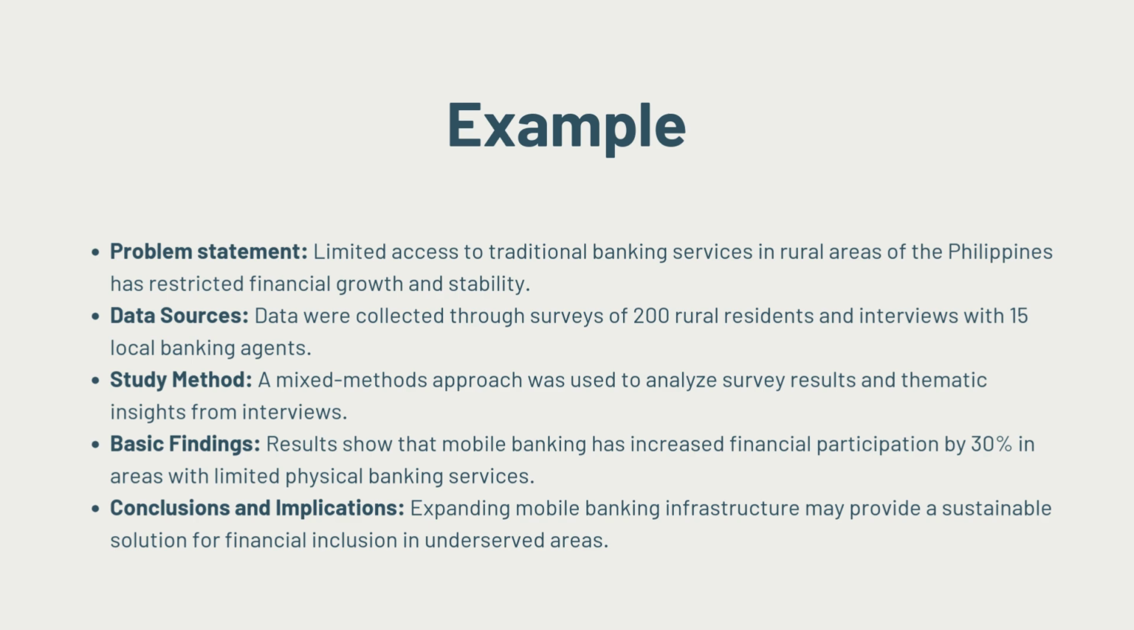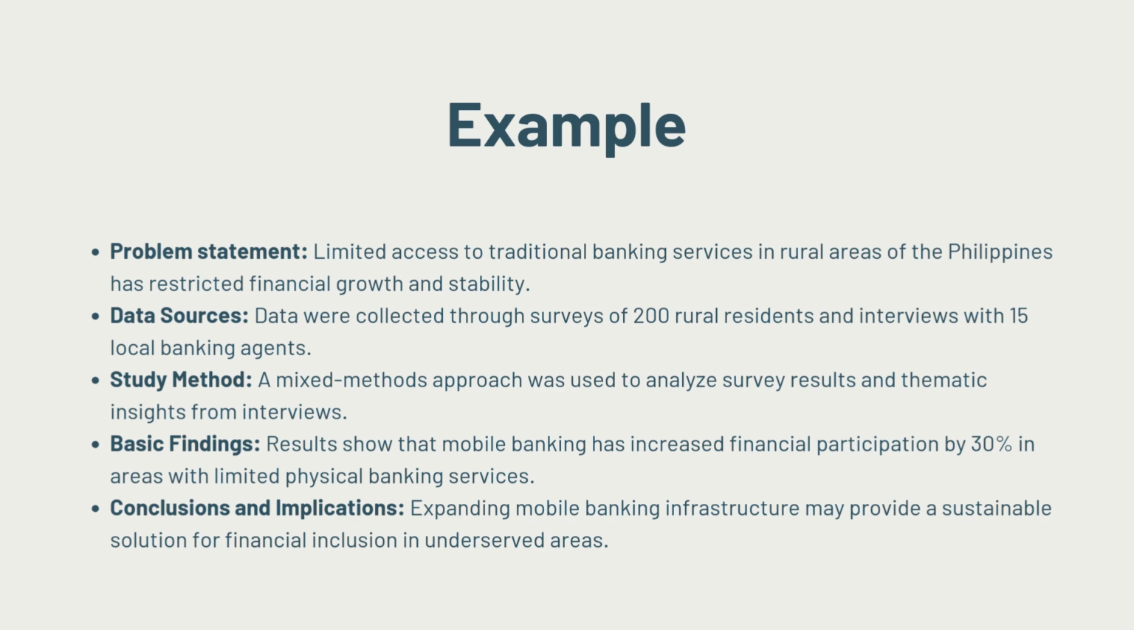Then we have the method. You can state that a mixed methods approach was used to analyze survey results and thematic insights from interviews. This line lets readers know that you're combining qualitative and quantitative insights, which often gives a fuller understanding of complex topics like mobile banking access. Basic findings come next, and this can be as simple as: results show that mobile banking has increased financial participation by 30% in areas with limited physical banking services. This gives readers a clear and straightforward takeaway.